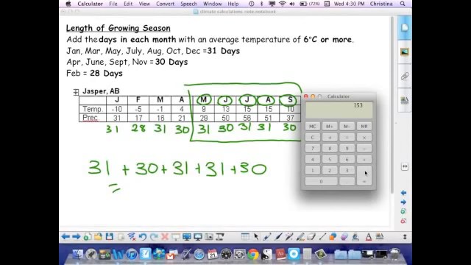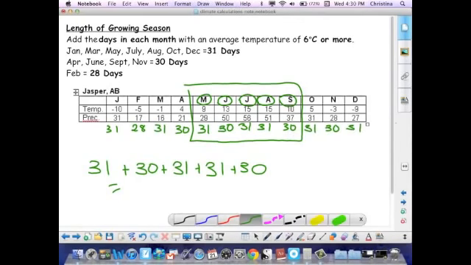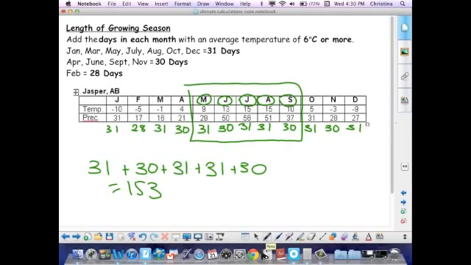And we have an answer of 153. 153, which is our total number of days in the growing season. And that's calculating the length of our growing season.